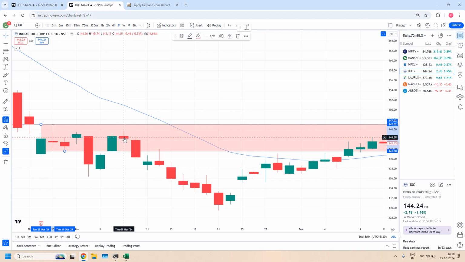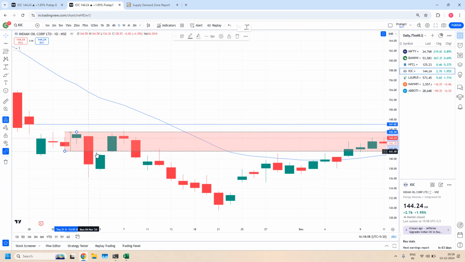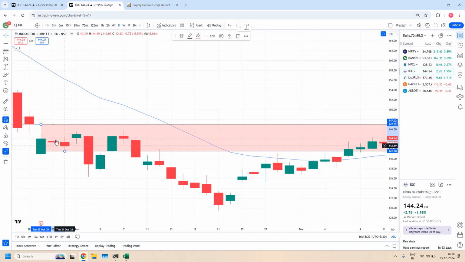Static view is a failed zone. That means it is a violated zone. It is not valid to keep in the charts. That's why the real zone is an invisible zone. What is the real zone? This is the one, with the dynamic view, an invisible zone. That's why understanding invisible zones is very, very important.